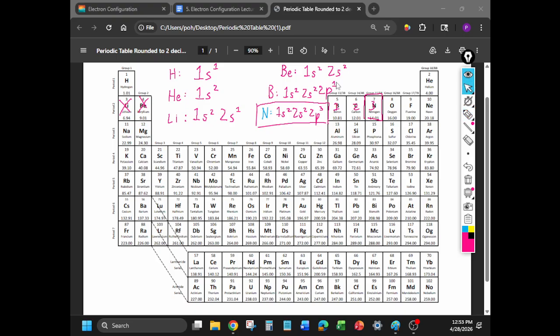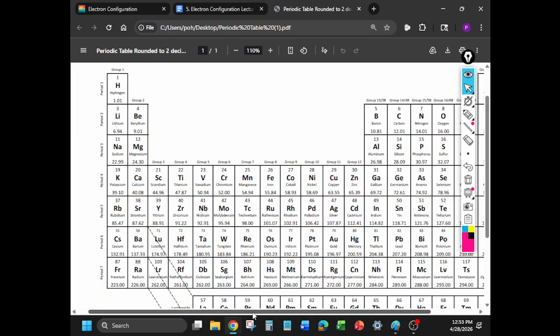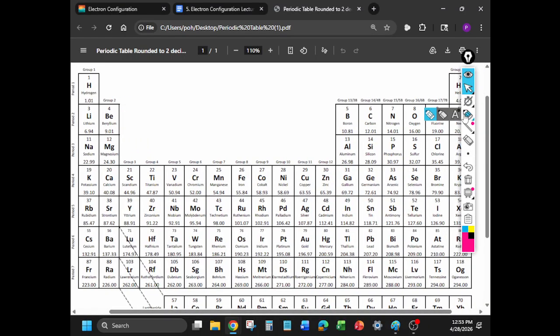All right, is it starting to make sense a little bit? Hopefully it's not too bad. It's literally just counting boxes and counting rows. Okay, let's have you guys try another one on your own. We're gonna go down a couple rows. I want you guys to try sulfur. See if you can work with the person next to you. See if you guys can write the electron configuration for sulfur. I'll give you a minute to do that.